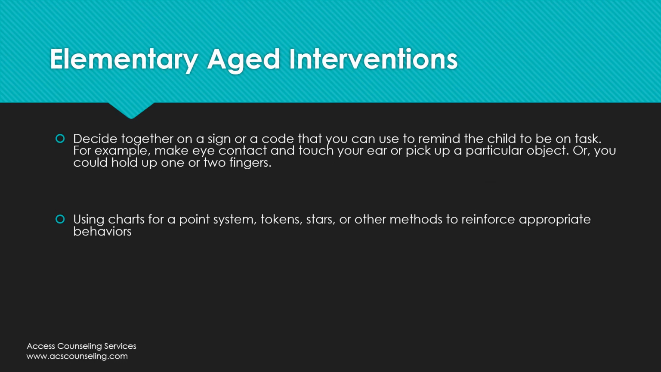The next section of this presentation is going to be a list of interventions that can be used with kids who are elementary aged, middle school, and then high school age. The first ones that we have for elementary aged are to decide together with the student on a sign or code that could be used to remind the child to be on task. For example, you can make eye contact and touch your ear or pick up a particular object, or you could hold up one or two fingers as a sign to help that child remember, oh, I need to be doing my work. I need to get back on task.